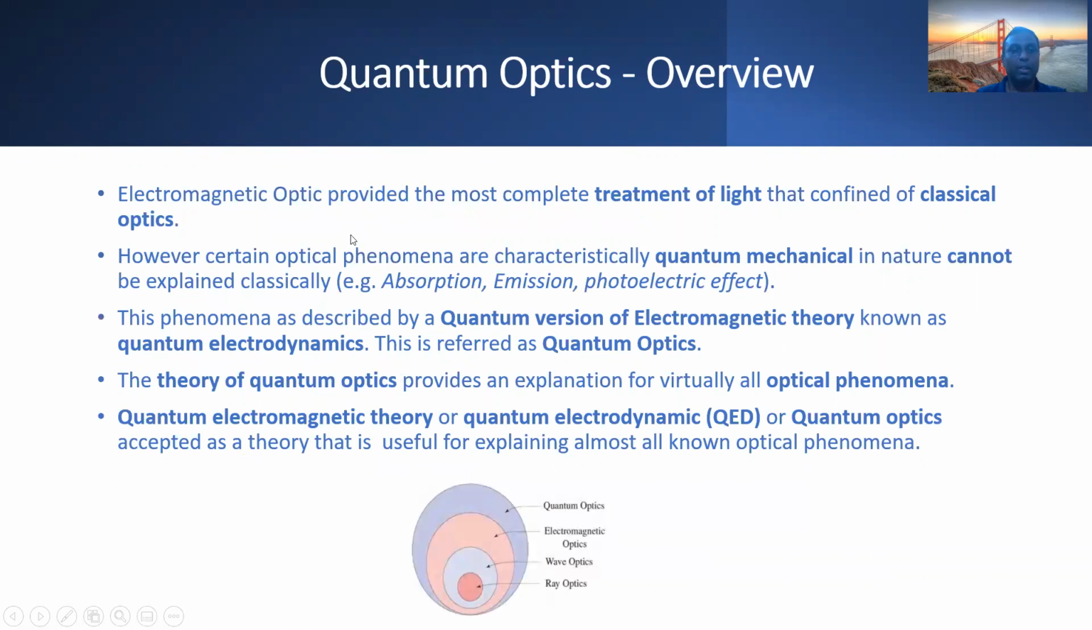Electromagnetic optics provided the most complete treatment of light within the confines of classical optics. However, as we discussed, certain optical phenomena are characteristically quantum mechanical in nature and cannot be explained classically, like absorption, emission, and the photoelectric effect. Okay. These phenomena are described by the quantum version of electromagnetic theory, known as quantum electrodynamics, also referred to as quantum optics.